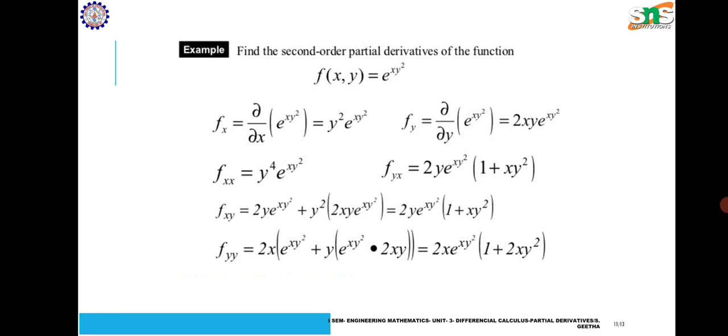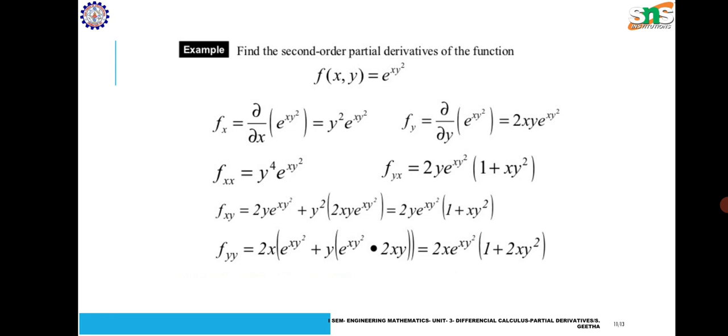In the same manner here we are going to find the double derivative of an exponential function. F of x y is equal to e to the power of x y square. Here finding the first derivative fx, that is equal to y square into e to the power of x y square, and fy is equal to 2xy into e to the power of x y square. F double x is equal to y power 4 into e to the power of x y square. Fyx is equal to 2y e power x y square into 1 plus x y square.